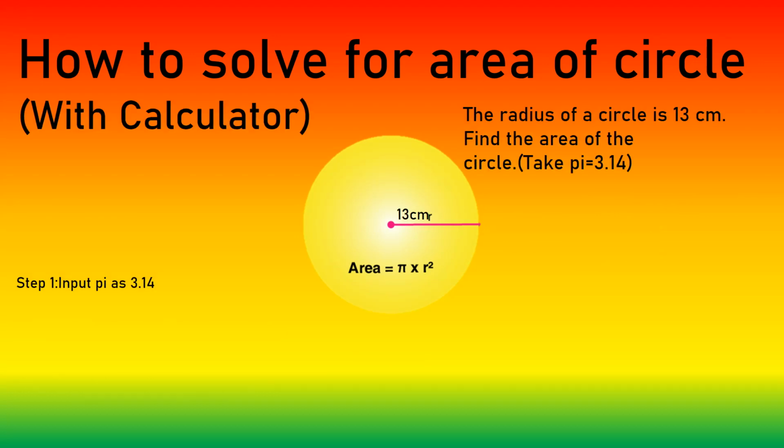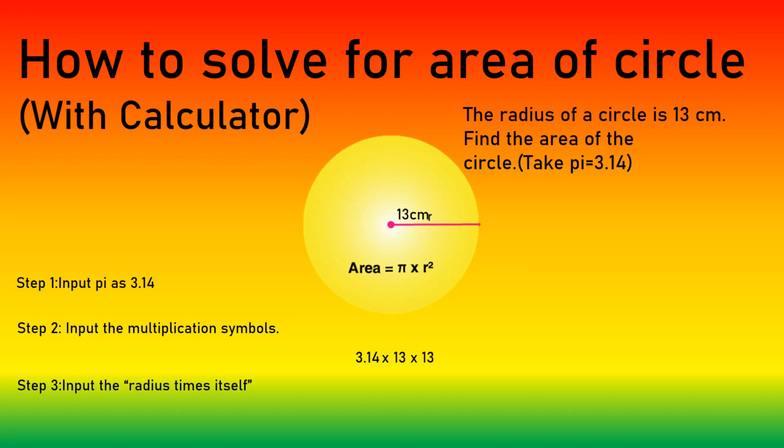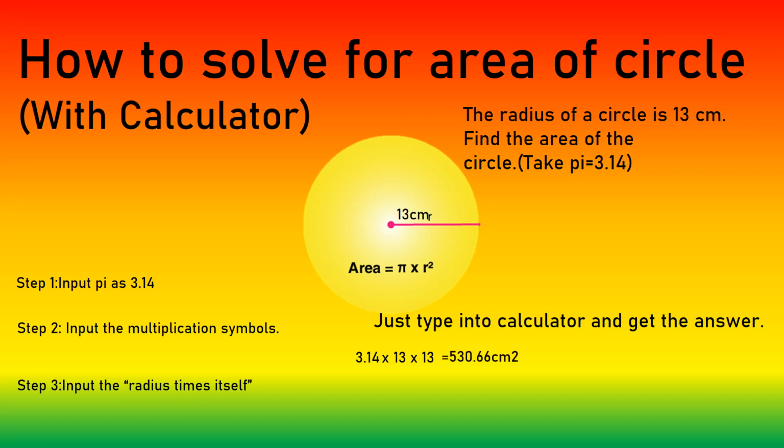Now, how do you solve with a calculator? The question is, the radius of a circle is 30 centimeters. Find the area of the circle. Take pi as 3.14. Step 1, input pi as 3.14. Step 2, input the multiplication symbols. And step 3, input the radius times itself, which is 30 times 30. So now, it's easy. Just type it into the calculator and get the answer. So the answer is 530.66 centimeters squared.